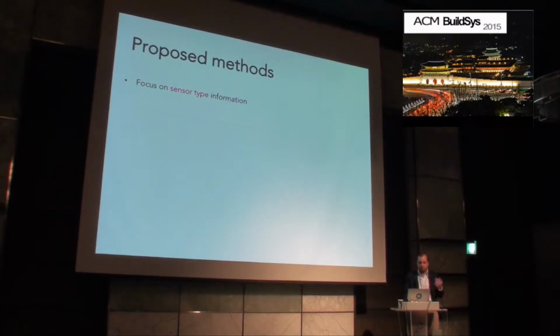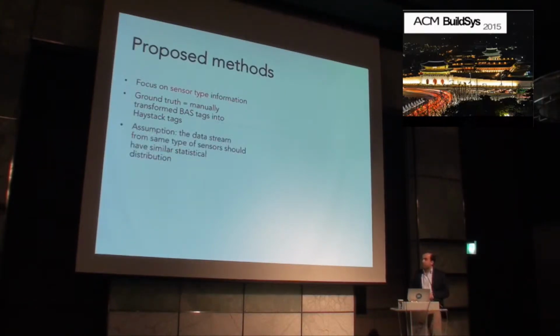These are the types of sensors, and that's what we're trying to gather. We are going to do ground truthing by manually applying the Haystack schema to all of the tags in the buildings that we have. We go through thousands of sensor points, we manually label them, and then we're going to make an assumption.